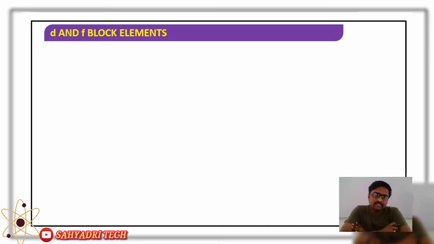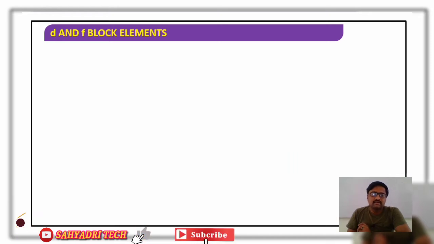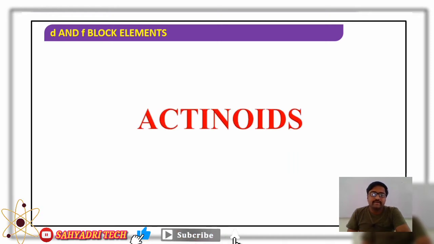In the previous session we discussed the general characteristics and uses of lanthanides. So with that we have completed the lanthanide concept. In the f block elements, what is another series we have? It is the actinoids, right? In this session we try to understand a little concept about actinoids.